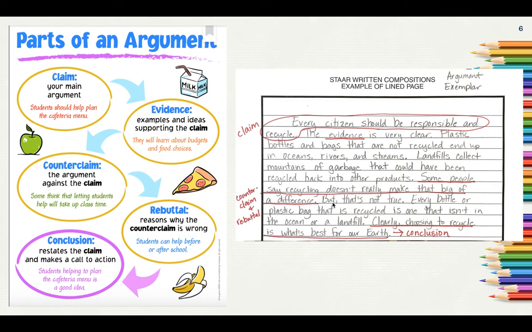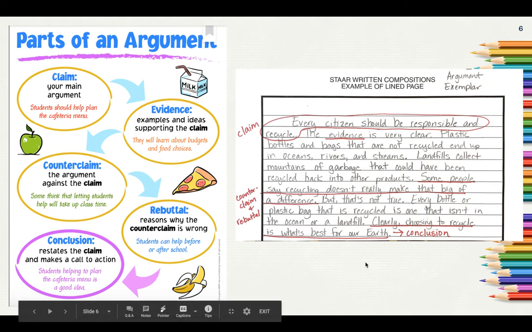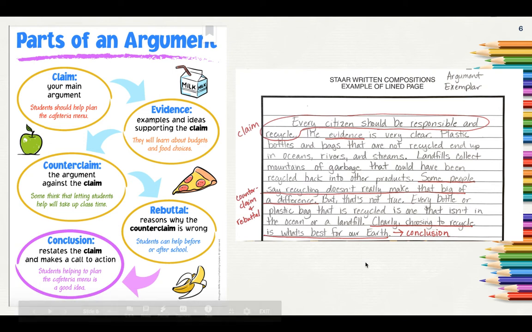And then the author writes the rebuttal. The rebuttal is, but that's not true. Every bottle or plastic bag that is recycled is one that isn't in the ocean or landfill. That was the rebuttal, the reason why the counterclaim is wrong. Then the writer moved on and wrote the conclusion. Clearly, choosing to recycle is what's best for our earth. This is a good example of an argument. You can use this in the future to help you write your own. You can always add more information.